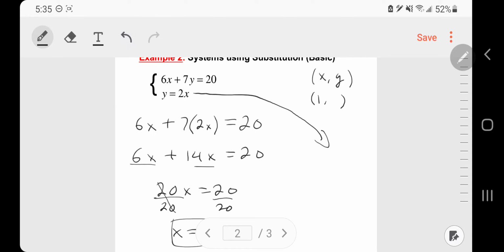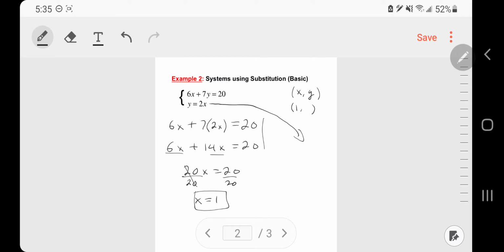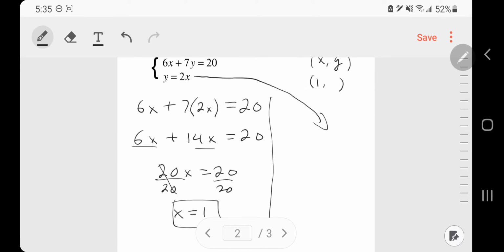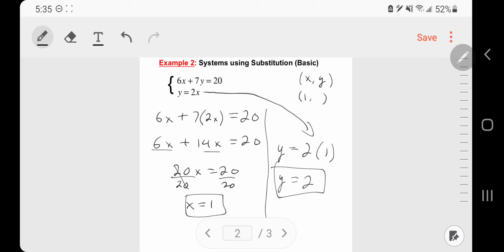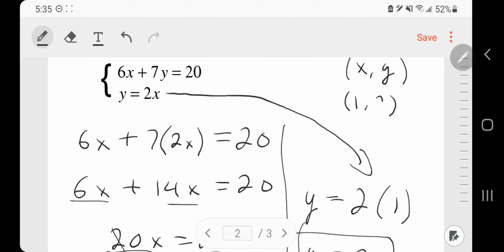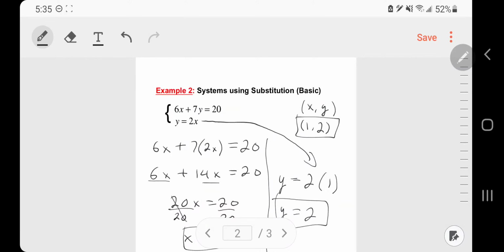So I'm going to put this equation over here. And now we are going to plug in a 1 in for x. y equals 2 times, and now instead of x, we know that x equals 1 from down here. And we get y equals 2. Okay, you plug it back in, and you're able to get the second value. So we have (1, 2) as our solution.